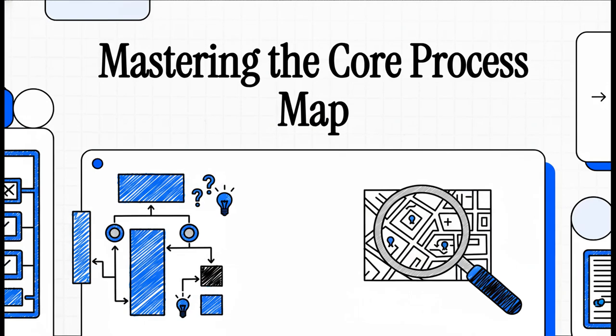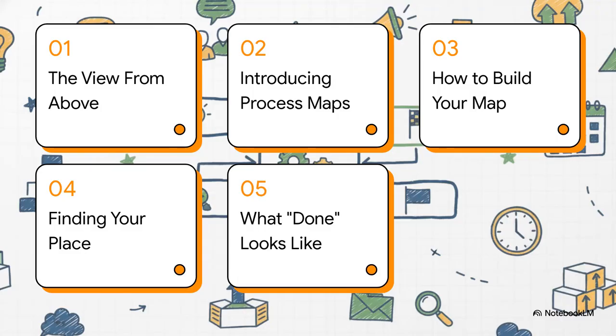Today, we're diving into a tool that is so simple, but honestly, it's incredibly powerful for clearing up confusion, especially when you've got new people joining the team. It's called the Core Process Map, and it's all about giving your team the one thing they're almost always missing, the big picture.